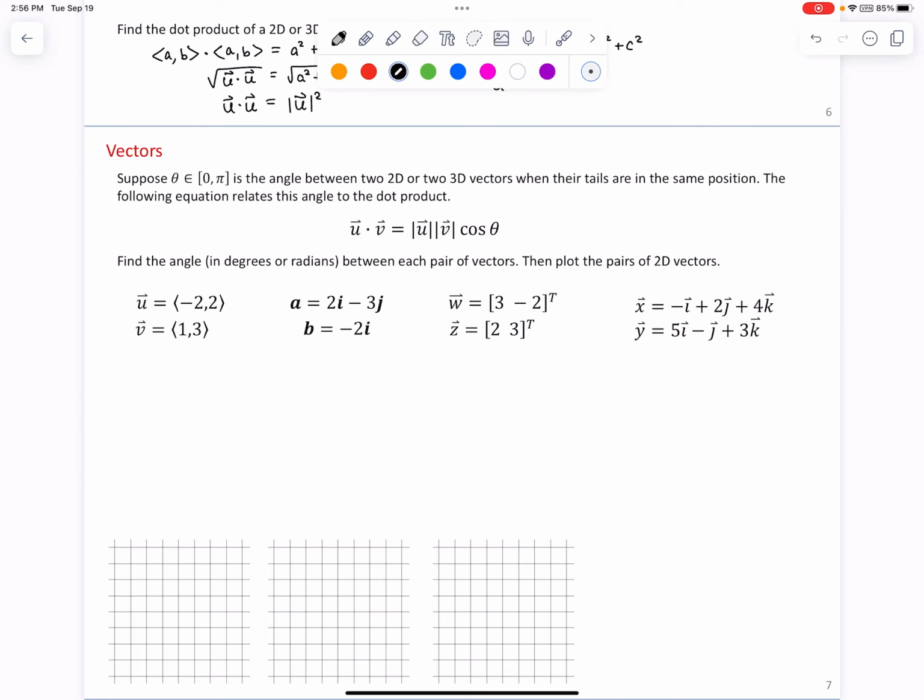Now mind you, when you have two vectors with the tail in the same position, this forms an angle which technically has two measurements. There's the shorter angle measurement, and then there's the outer or larger angle measurement. The angle in question here in this formula is the green angle. It's an angle that will vary between 0 and 180 degrees. Find the angle in degrees or radians between each pair of vectors. Then plot the pairs of 2D vectors.